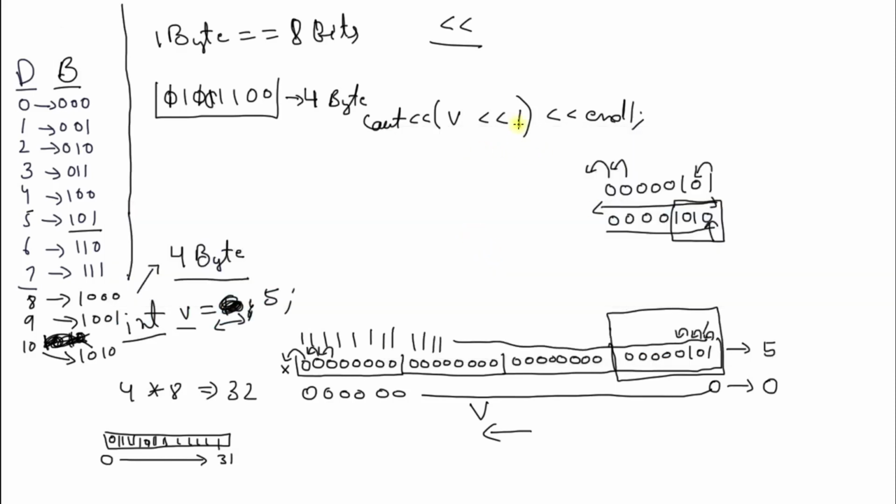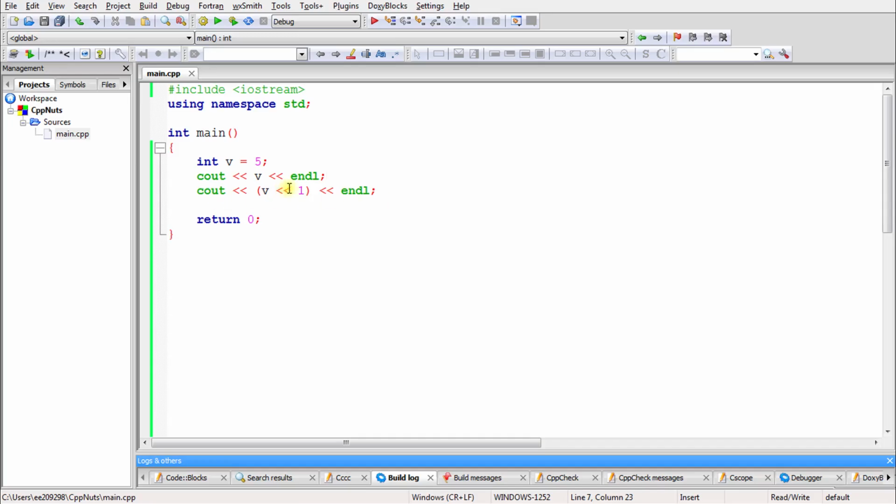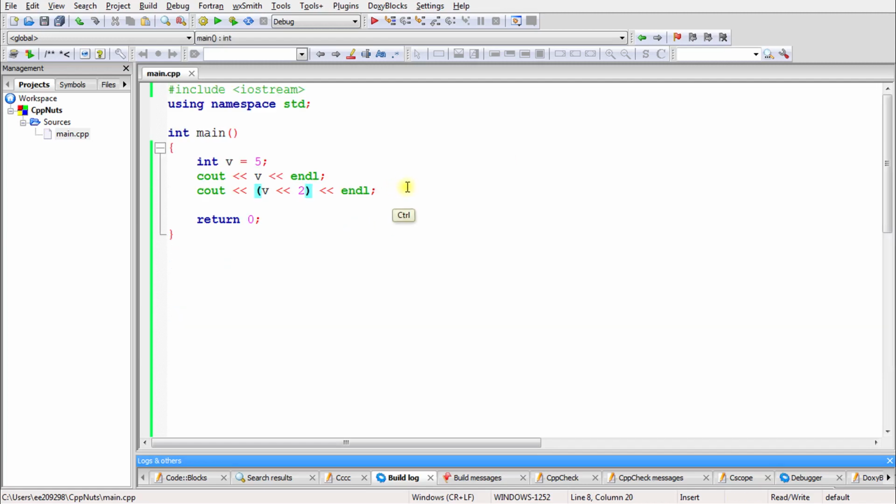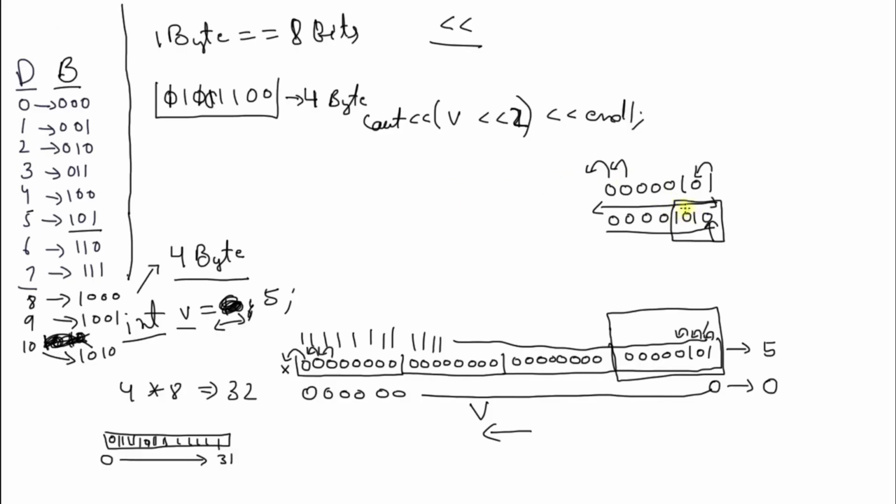So this was about left shift, and you are shifting it by 1 only. If you want to shift it by 2, you simply shift it by 2 here, and we'll see the result. What is that, by just shifting it by 2? So first try to understand it here.